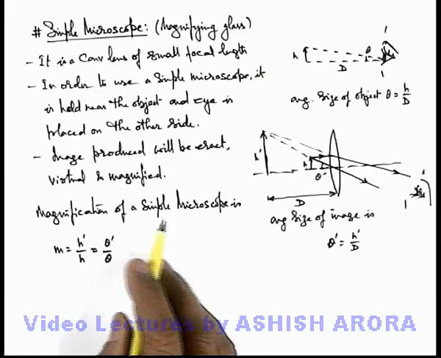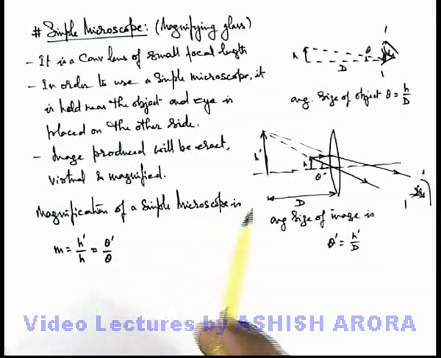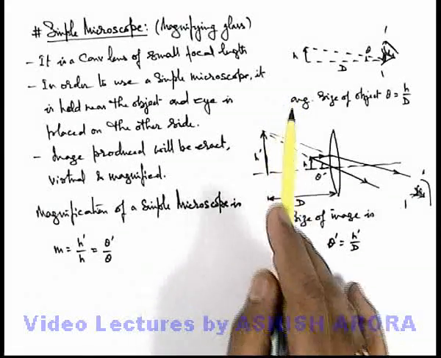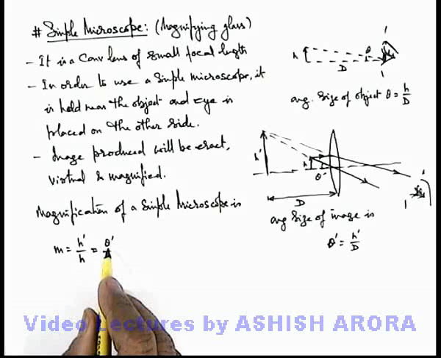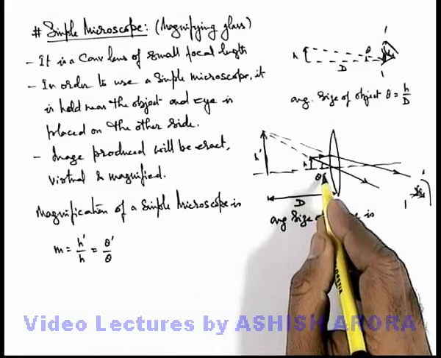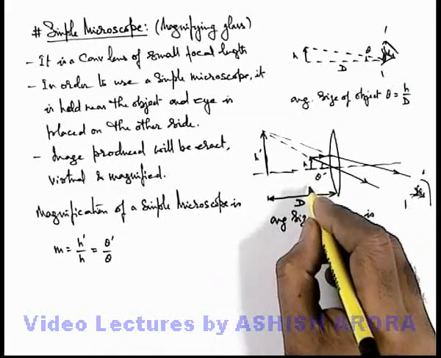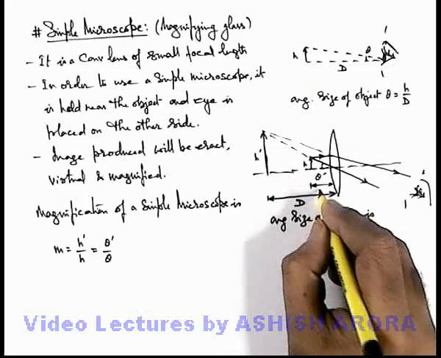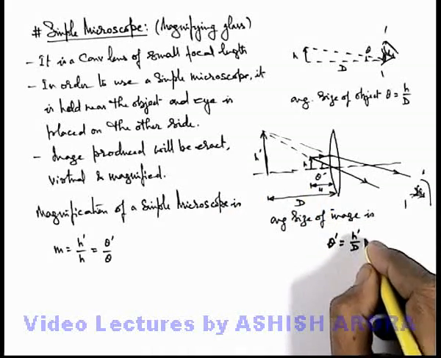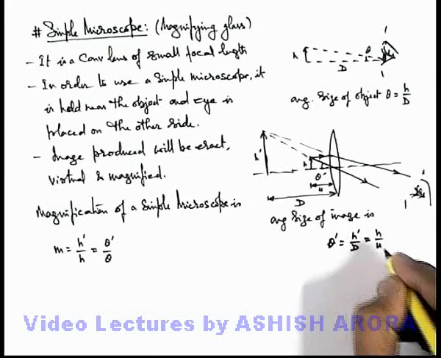So in general, for a simple microscope, the magnification is not directly defined in terms of the size of object and image. It is taken as a ratio of the angular size of the image to the angular size of the object. Now in this situation, if we also find the value of theta prime in terms of h, then you can see if this distance is u for which the image is obtained at d, then theta prime we can also write as h by u.